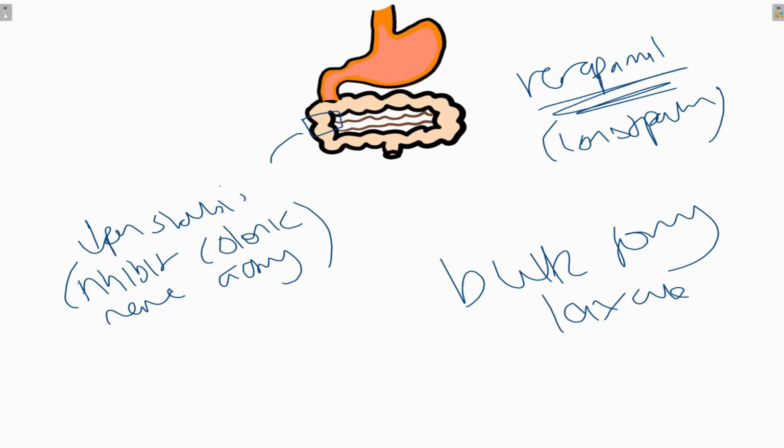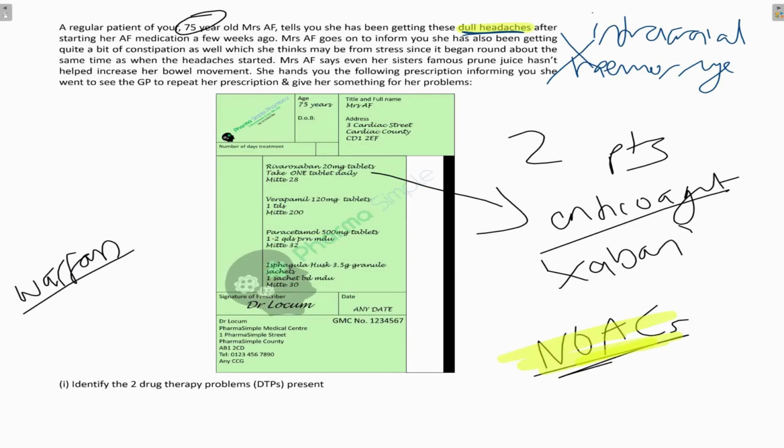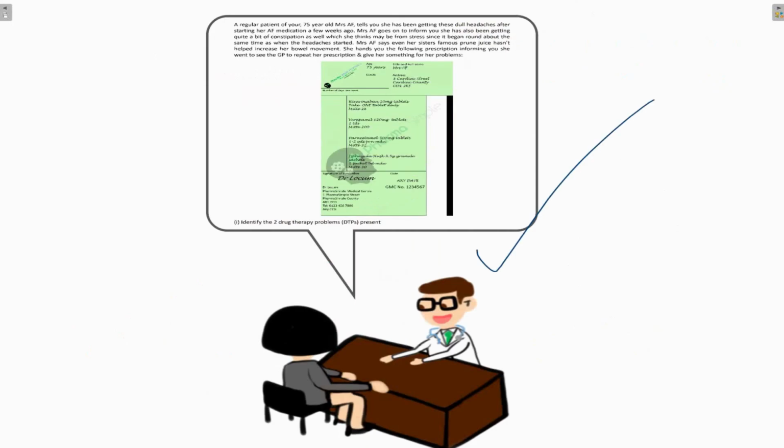This is actually the worst type of laxative that can be given in this situation. And if we look, Mrs. AF's actually been given a bulk forming laxative, ispaghula husk. Now, you're probably thinking, okay, well, why is this?